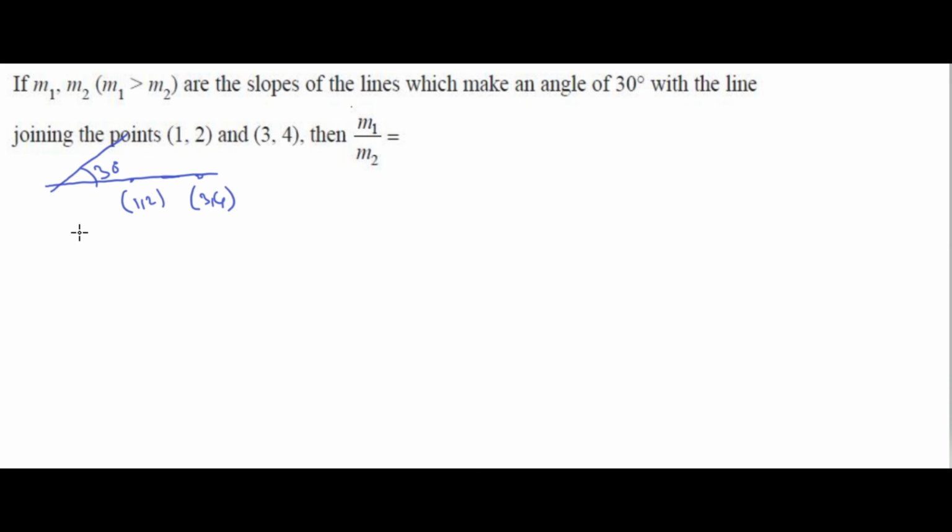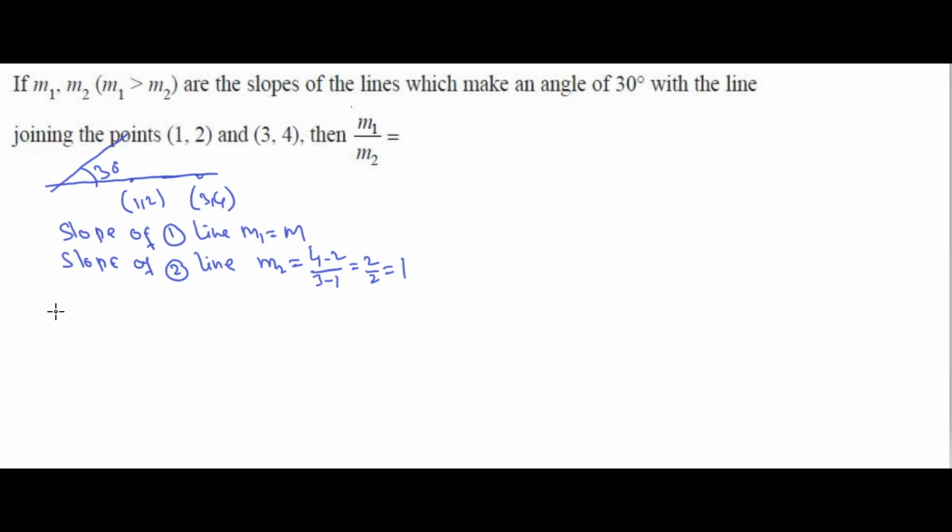So take the slope of the first line, m1 is equal to m, and the slope of the second line, that is m2, is equal to the slope of these 2 points, that is y2 minus y1 by x2 minus x1, that is 4 minus 2 by 3 minus 1, that is equal to 2 by 2 is equal to 1. Now the angle between these two lines is given, that is tan 30 degrees is equal to m1 minus m2 by 1 plus m1 m2.